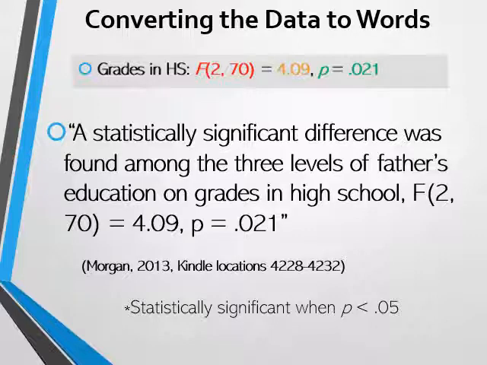Okay, putting that beautiful formula into words. Because our p-value fell below 0.05, it is deemed a statistical significance. Therefore, we have to say a statistically significant difference was found among the 3 levels of father's education on grades in high school, followed by the actual formula or the actual ANOVA analysis.